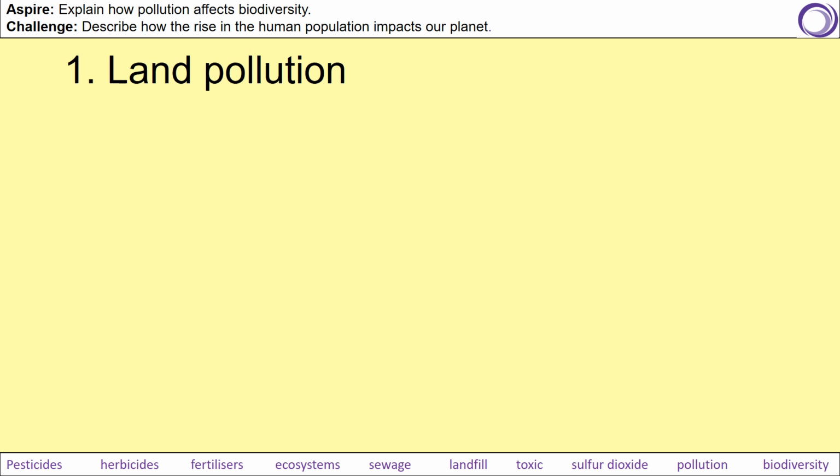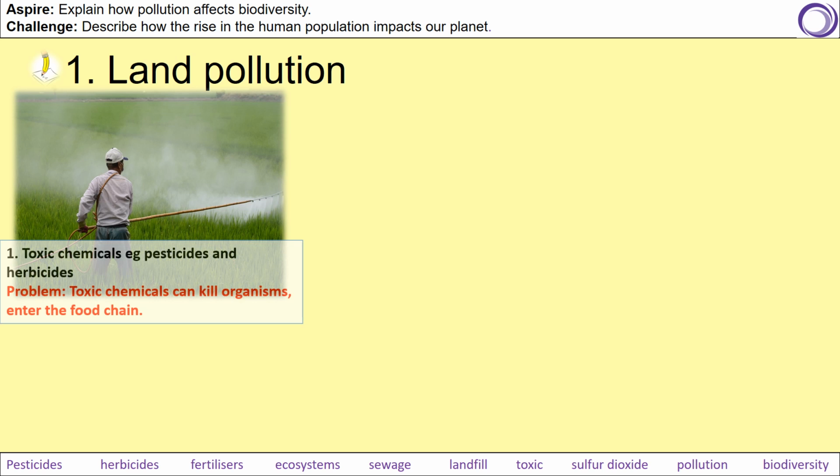Looking at all the different types of pollution in a bit more detail now, starting with land pollution. It'd be useful here for you to take some notes. So starting with the first example, toxic chemicals can be classed as a form of land pollution when they get into our systems. Pesticides and herbicides are examples. Pesticides kill pests that eat crops, and herbicides kill weeds. The problem with these is that the toxic chemicals can kill organisms and enter our food chains.